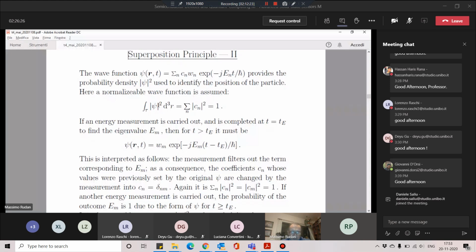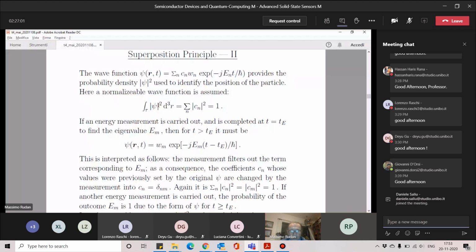And the space part of the wave function necessarily must be the eigenfunction that corresponds to that eigenvalue. So you see, the process of measuring has transformed the original form of the wave function, that is a sum of terms, into a function that has only one term, okay?